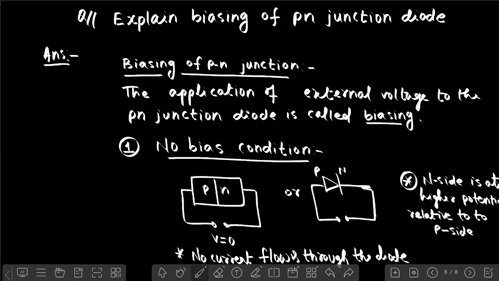In the no bias condition, no current flows. Clear idea? The next conditions are reverse bias and forward bias. So first, listen: forward bias.